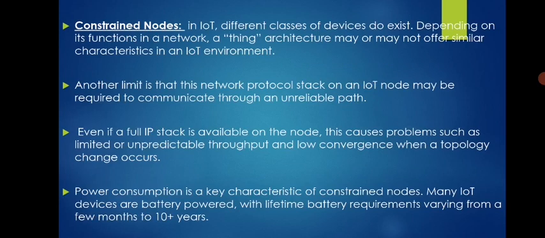Here the device characteristics and device function may be different. This may be one of the constraints we face when dealing with hundreds or thousands of nodes. Another limit is that the network protocol stack on an IoT node may be required to communicate through an unreliable path.